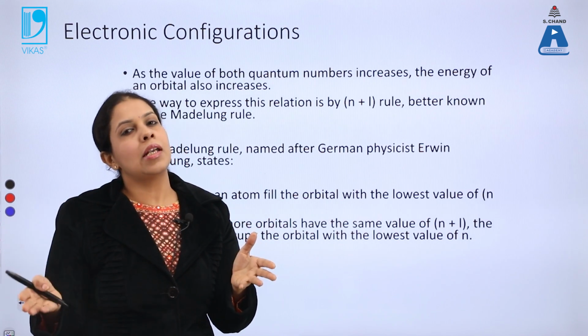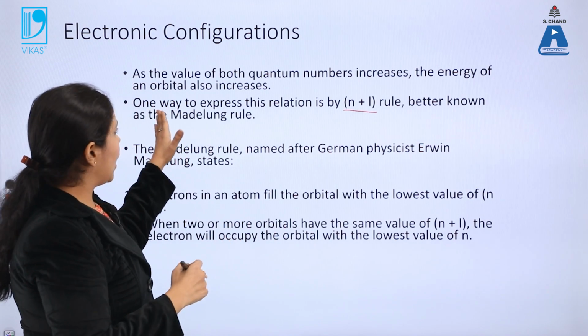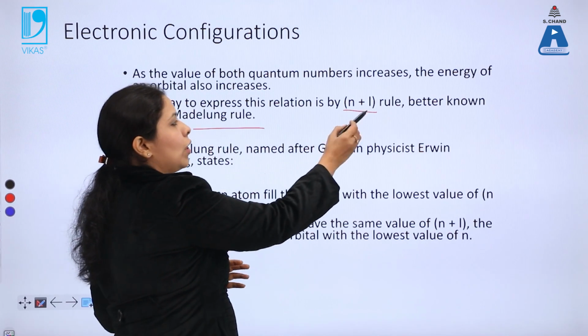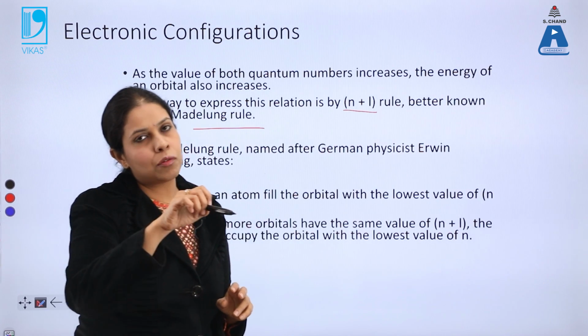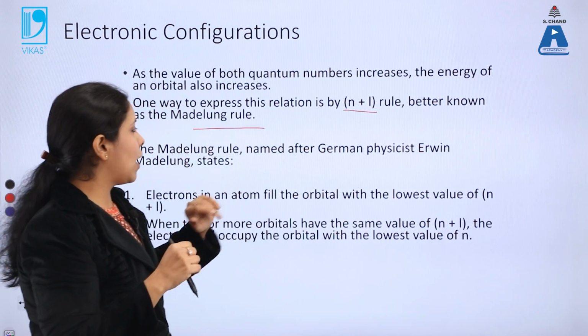Principal quantum number and azimuthal quantum number, n and l. So how will you calculate? This is a relation known as the Madelung rule. You have to calculate the sum of both values. What is the value of n and what is the value of l? Then add both values, and this is known as the Madelung rule.